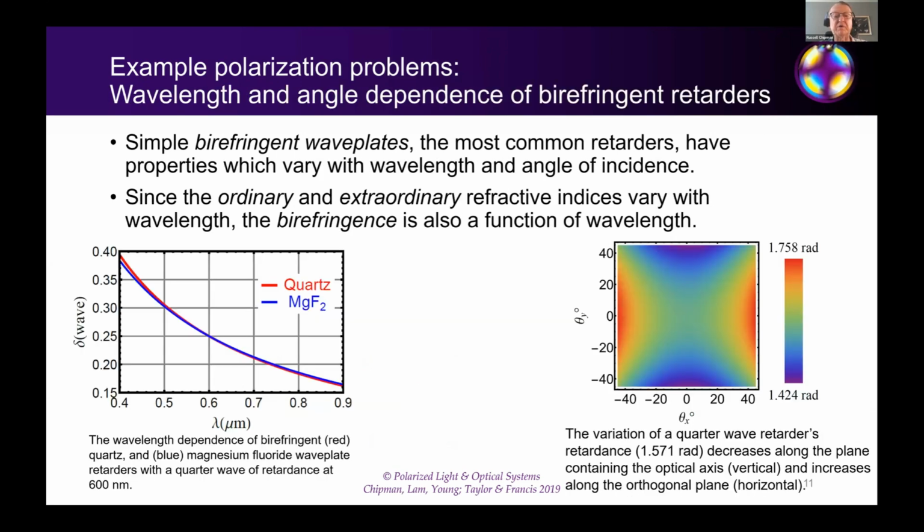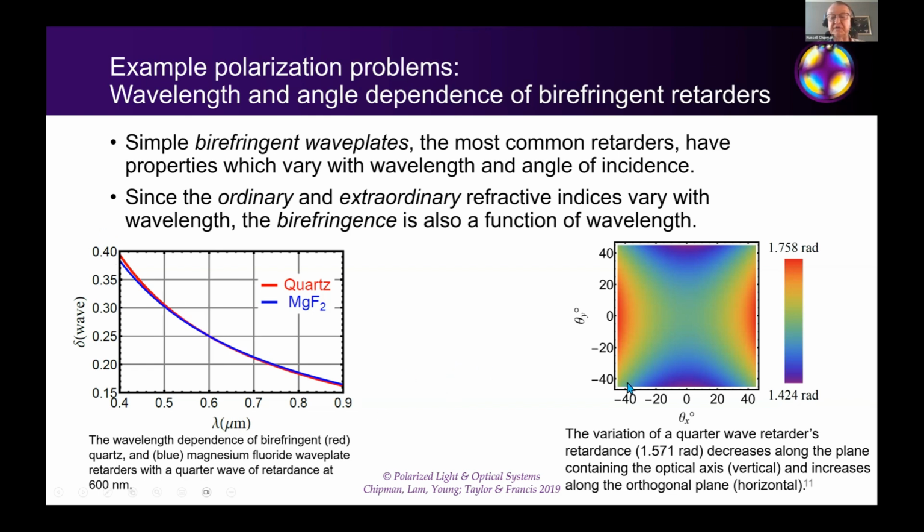Another problem is the wavelength and angle dependence of birefringent retarders. Here I show for a quarter wave at 600 nanometers how the retardance of magnesium fluoride and quartz vary across the visible. These are the two most common retardant materials for the visible. And I can create combinations of them, like an achromatic lens, to make an achromatic retarder. But it's a fundamental issue that we have this significant wavelength variation.